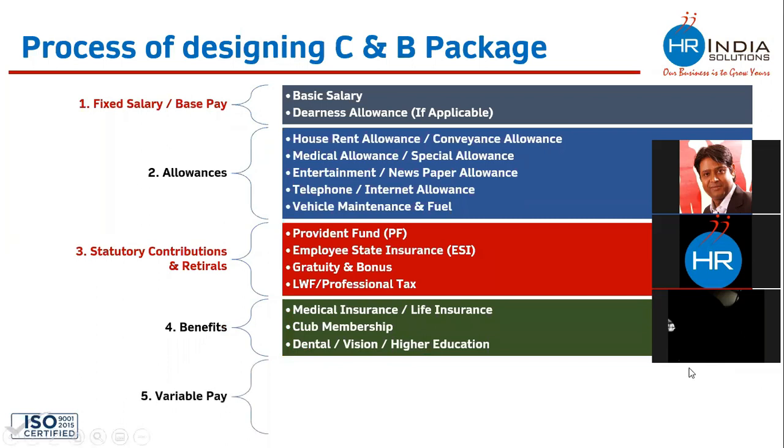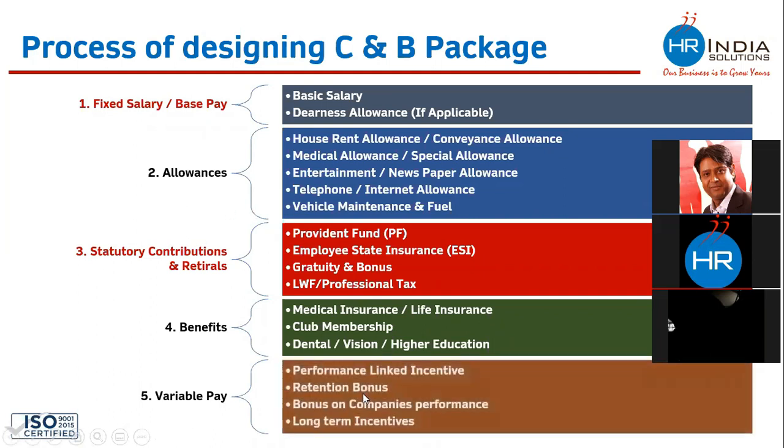Then the last step could be the variable pay. If the position demands, if the position is somewhere around like a marketing person or the sales guy, who have some targets, and your organization is giving them some incentive also. So the position is usually performance based, like they get the incentive on their performances. So they are paid the variables also apart from their salary. These are usually named the performance-linked incentive, retention bonus, bonus on the company's performance, long-term incentive. These can be the form of variable pay.